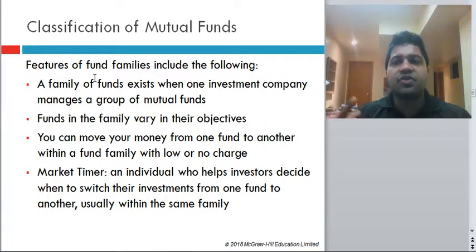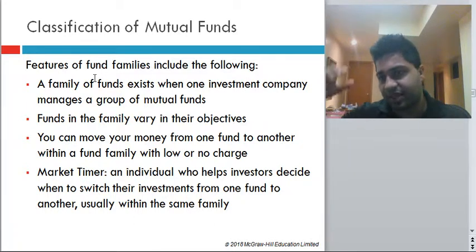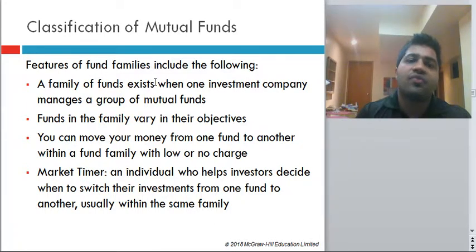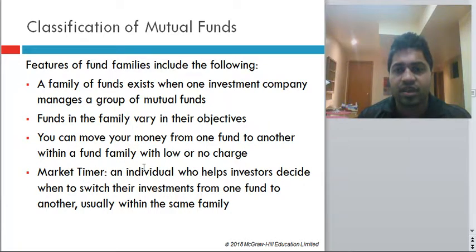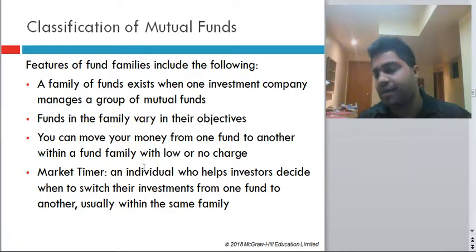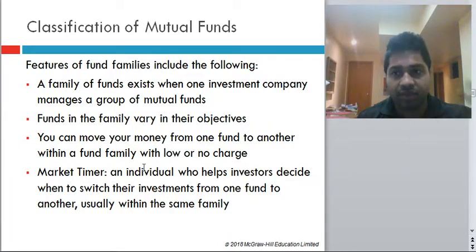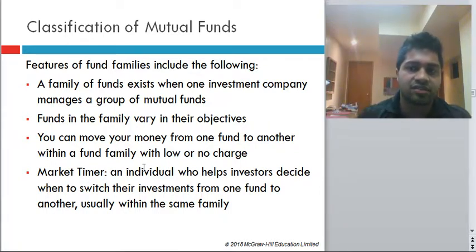Now, there are generally fund families. For example, Sun Life fund family, Scotia Bank fund family, RBC's fund family. A family of funds exists when one investment company manages a group of mutual funds. Funds in the family vary in their objectives, so some can be stock, dividend, bond, etc. You can move your money from one fund to another within a family with low or no charge. But when you move from one family to the other, you have to sell and then buy. If you're shifting within a family, the charges are generally lower or there are none.